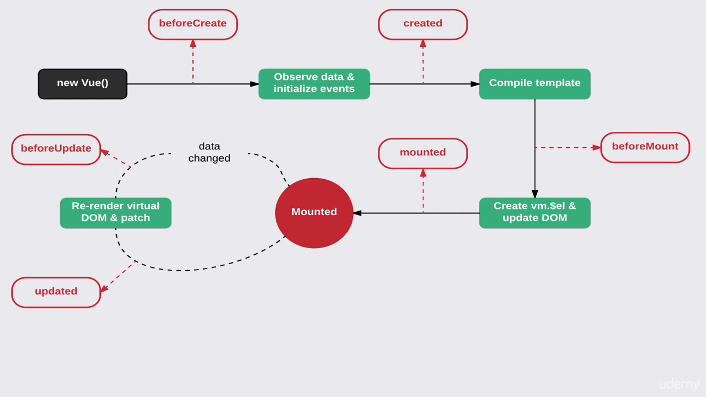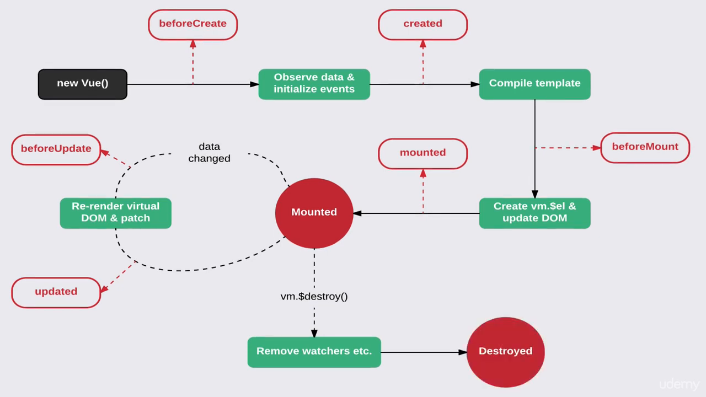Now we are at the end of the Vue instance's lifecycle, more specifically when it's destroyed. When this happens, the Vue instance cleans up after itself by removing watchers, event listeners, etc. The Vue instance then moves into the destroyed state and invokes the last hook named destroyed.